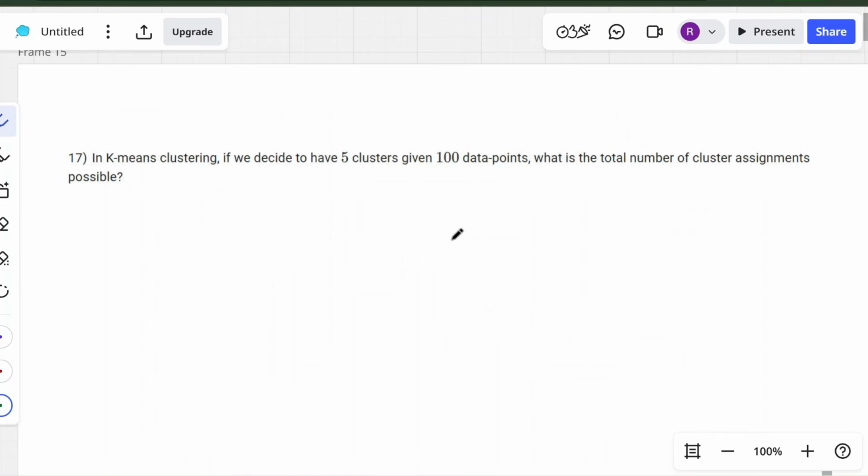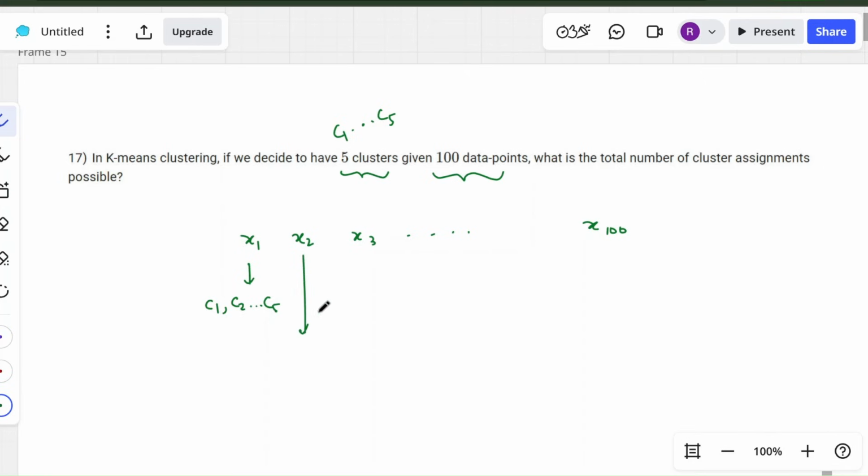Alright, so here we have a question on k-means clustering. It says we have 5 clusters and 100 data points, and what is the total number of cluster assignments? Let's say I have x1, x2, x3 and so on till x100. x1 can be assigned either c1, c2, c3, c4 or c5. c1, c2 up to c5 are the cluster names.